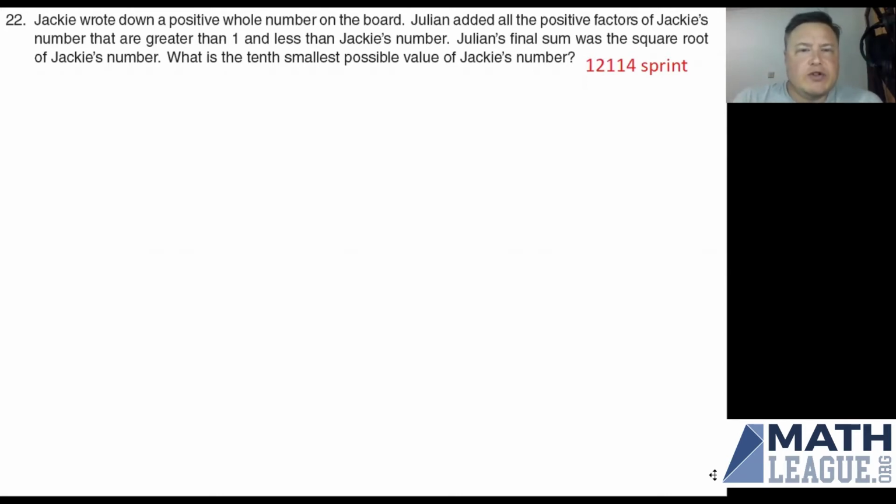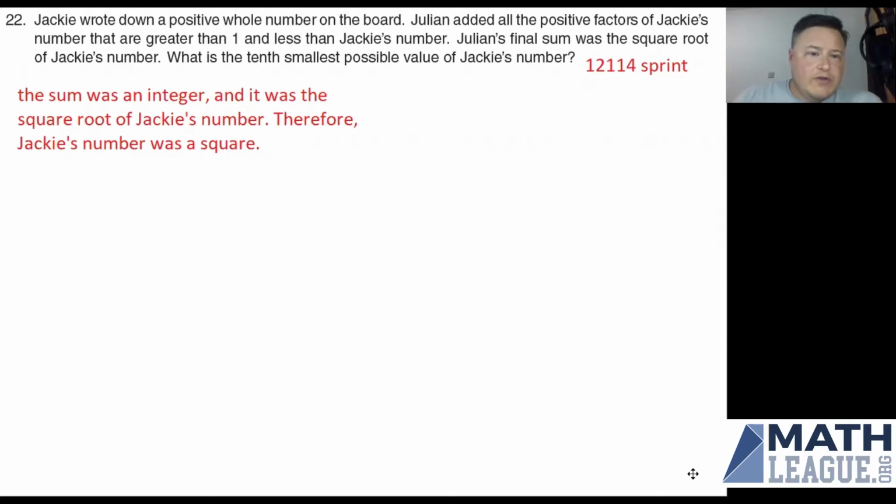This is ultimately going to turn out to be kind of a logic problem, right? We're basically going to go through a series of steps asking, what do we know and what does that imply? Jackie wrote down a positive whole number. Julian added the positive factors that are greater than 1 and less than Jackie's number, right? So we don't want the 1 and the number itself. We just want everything in between. And that sum was the square root of Jackie's number. Let's find out what that means first, and then we'll talk about this 10th smallest value.